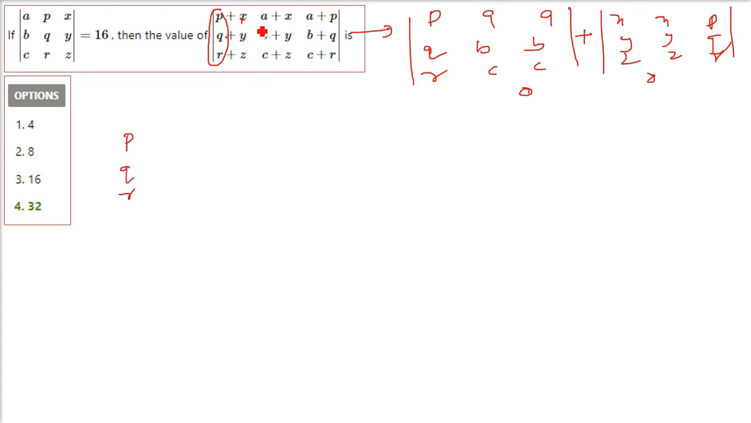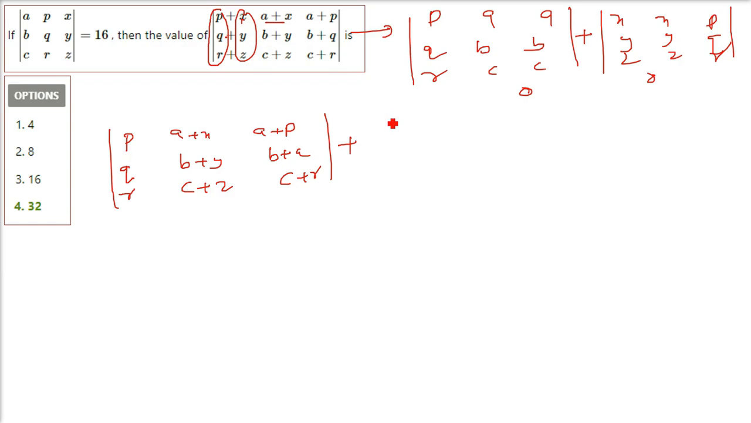First, you will take P, Q, R. A plus X will remain like that, A plus P will remain like that, B plus Y will remain like that, C plus Z, B plus Q, C plus R, all will remain like that. And only this first column will be X, Y, Z. Next will remain as it is. You cannot open the way I told you the first time. This is the actual way it should be opened. Now, I hope you got the idea. Now this is not over.